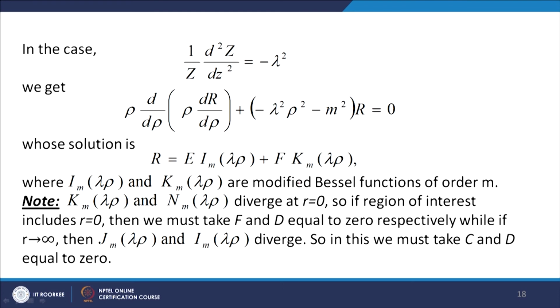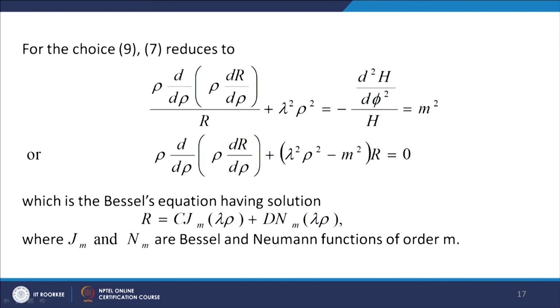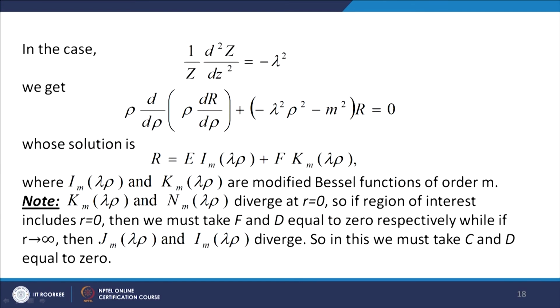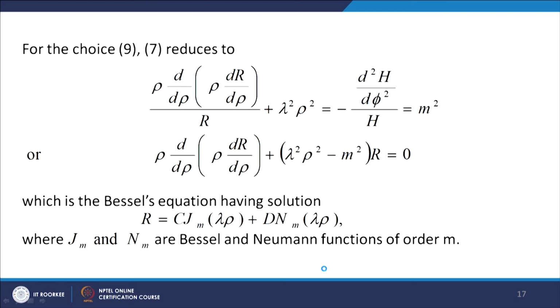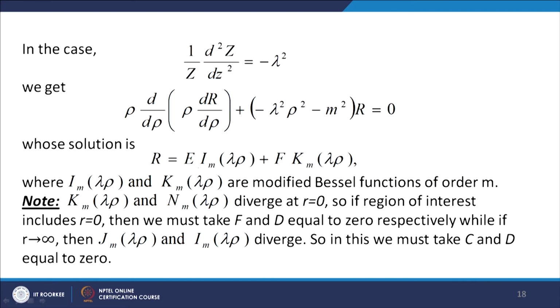Now let us note the following: K_m(lambda rho) and N_m(lambda rho) diverge at r equal to 0. So if the region of interest includes r equal to 0, then we must take f and d equal to 0 respectively, while if r tends to infinity, then J_m(lambda rho) and I_m(lambda rho) diverge. So in this case we must take c and e equal to 0.